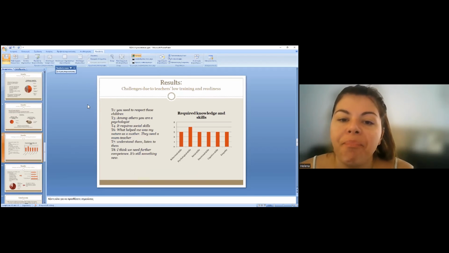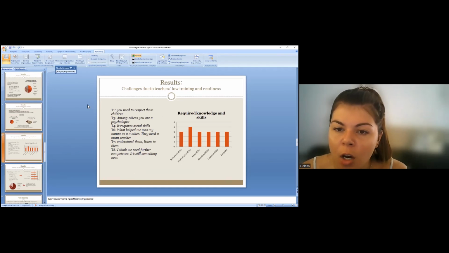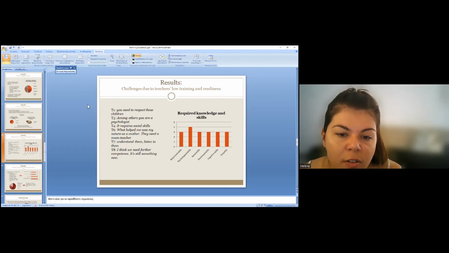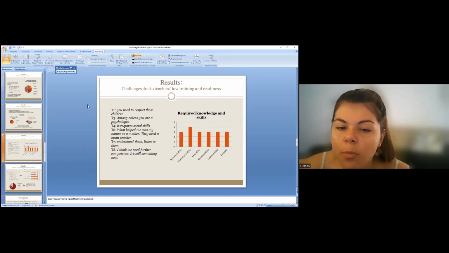Okay, as you can see, teachers' training and readiness was at a low level. Cognitive skills are not the only skills needed. Most of the skills needed were psychological skills. They have to be there for children in order to provide them with supportive psychological help. As they say, you need to respect these children, and you have to have many social skills. It's really important right here.